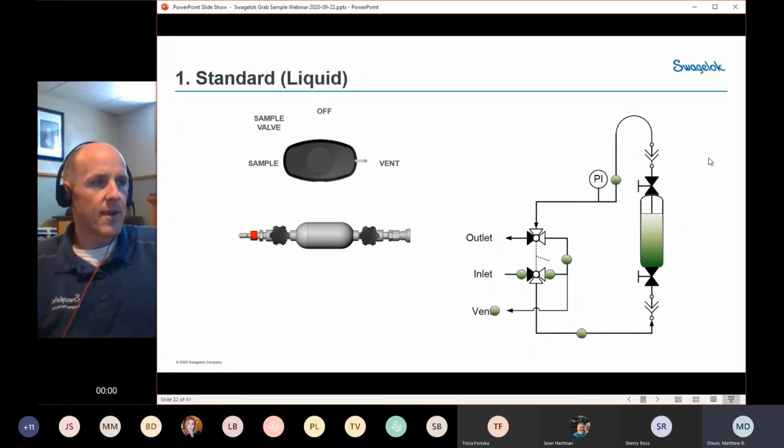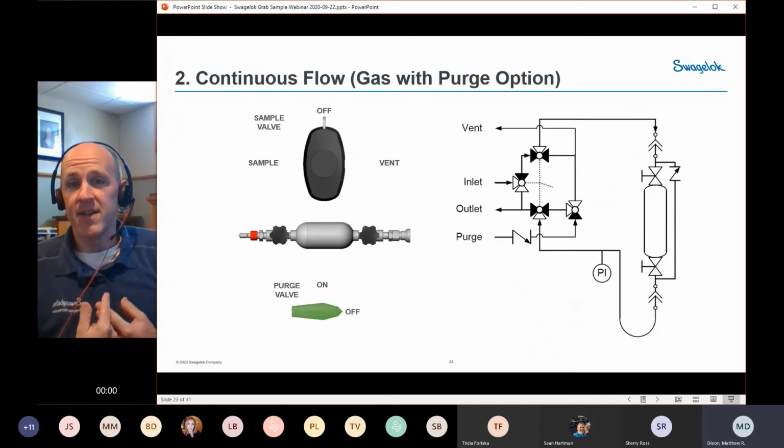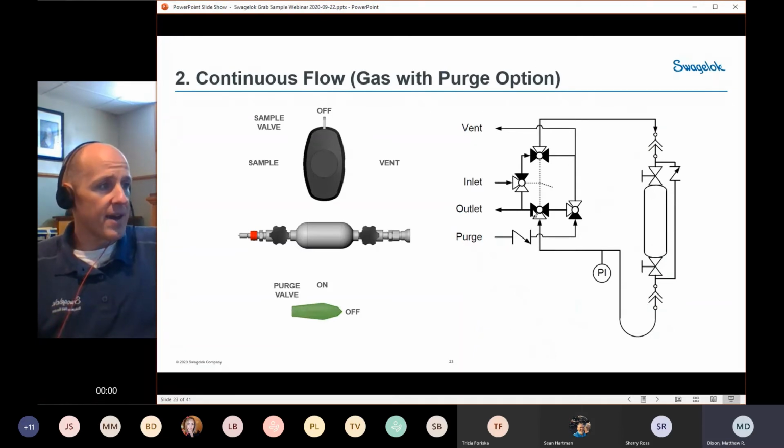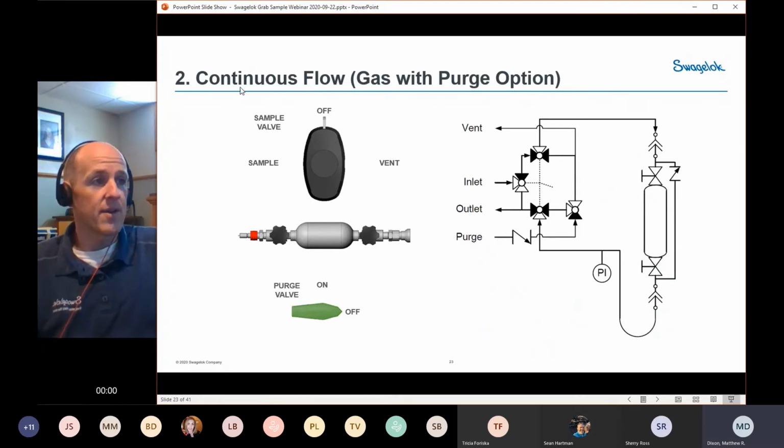Now let's take a look at another one. This one's a little bit more complicated, but still pretty straightforward. This one is a gas system. And in this particular system, we've got a continuous flow. So instead of our standard flow path, this is our continuous flow path. And what that does is it adds a 3rd valve to our geared valve assembly. And so now we always have flow from the inlet to the outlet no matter what.